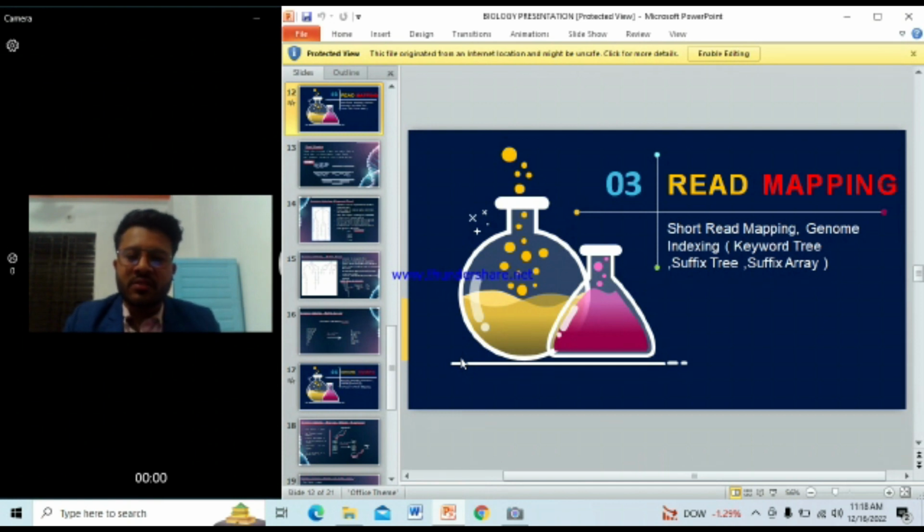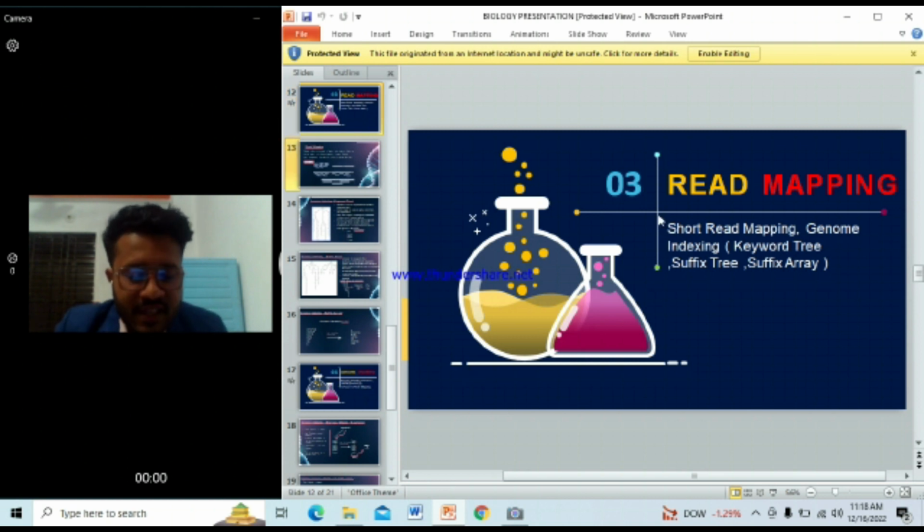My part is about read mapping. Now I will discuss read mapping. In short, read mapping, genome index, keyword tree, suffix array. Read mapping is the process to align the reads on a reference genome. A mapper takes as input a reference genome and a set of reads. It is a fast and sensitive alignment program for mapping next generation sequencing reads to a population of human genomes.